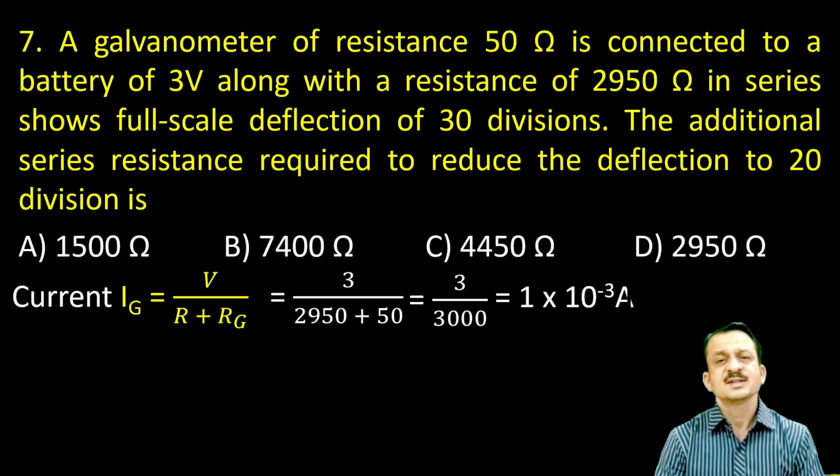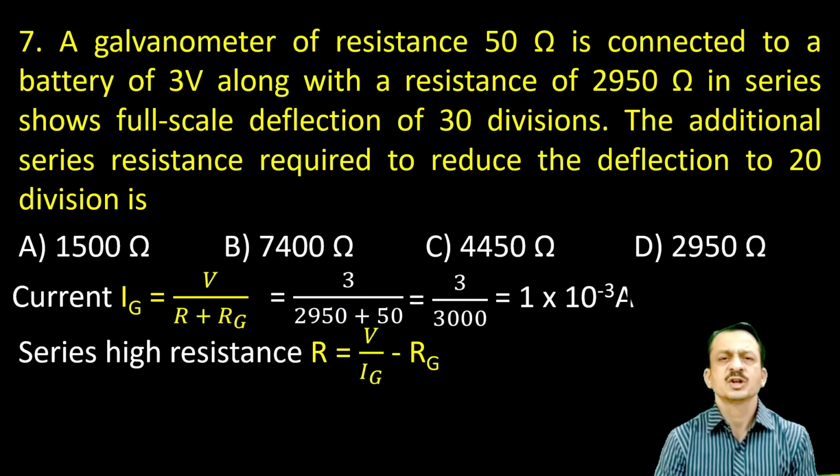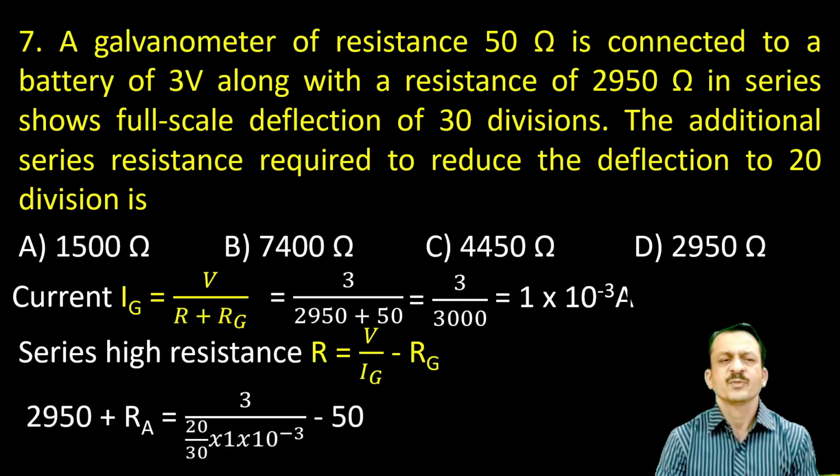Now in the second case, the galvanometer is having 20 divisions. Current has to be decreased. In order to decrease the current, the series resistance has to be increased. How much are we going to increase the series resistance? Now, if I take that as Ra, the additional high resistance, the formula becomes the high resistance R is equal to V by Ig minus Rg. Now here capital R is the combination of the previous resistance 2950 and the additional resistance Ra. Therefore 2950 plus Ra.